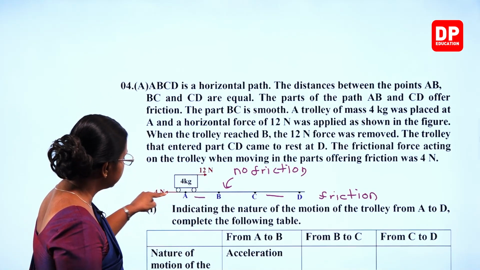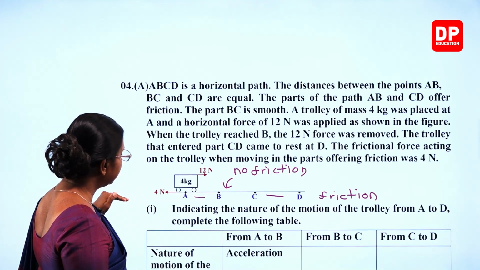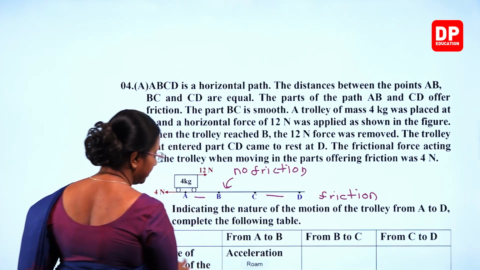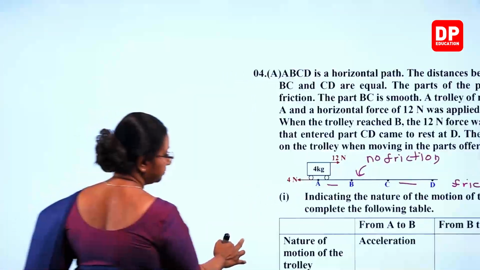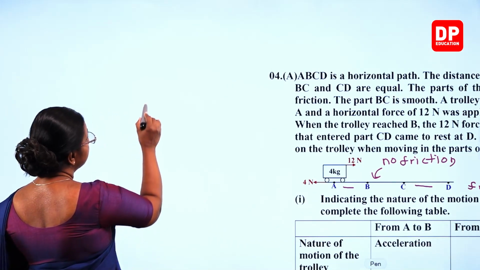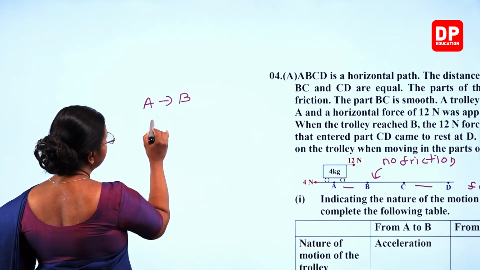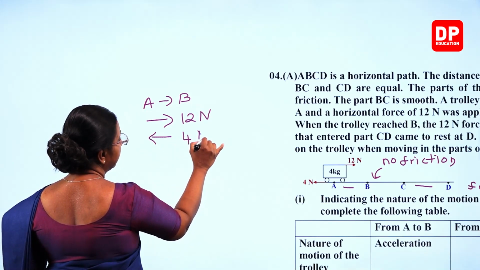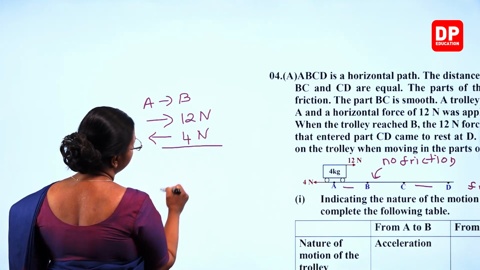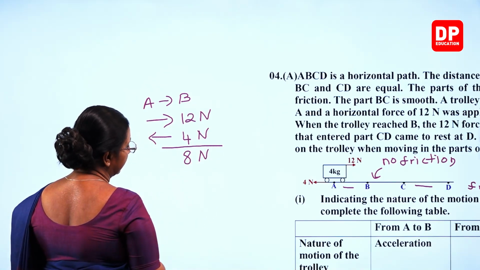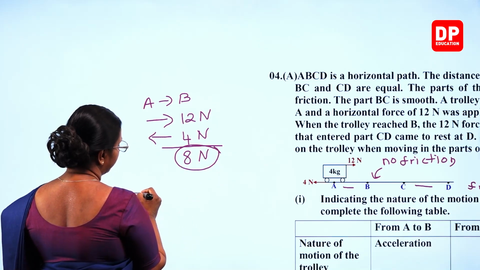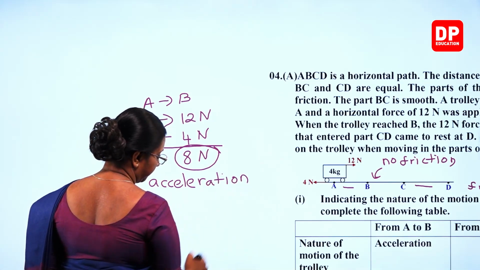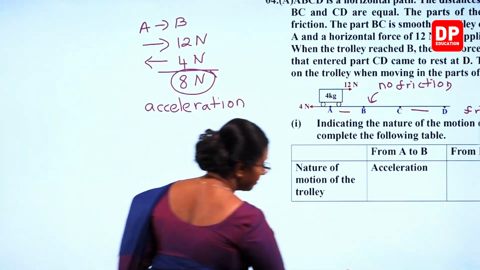I mentioned to you all, since it is shown this way, here this way is the 4 Newton force. Now if we just summarize that, you all can understand, students, A to B, there is a force of 12 Newton acting this way and a force of 4 Newton acting this way. So the resultant, you all know, is going to be the difference. It's going to be 8 Newton. If there is an unbalanced force, obviously there should be acceleration. That you can understand.